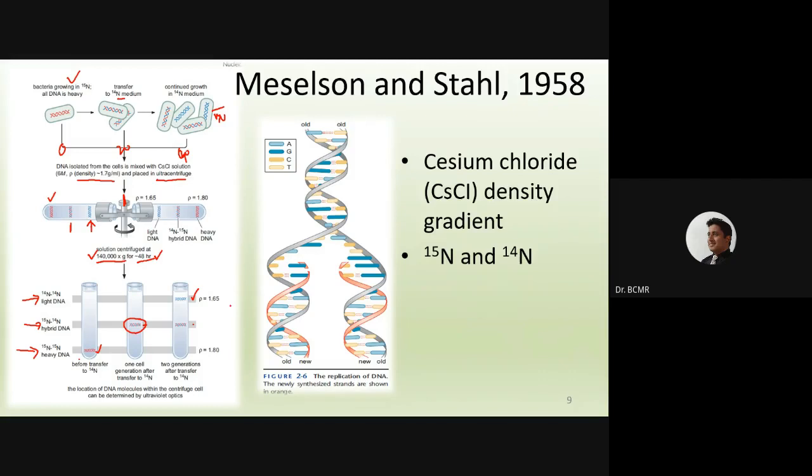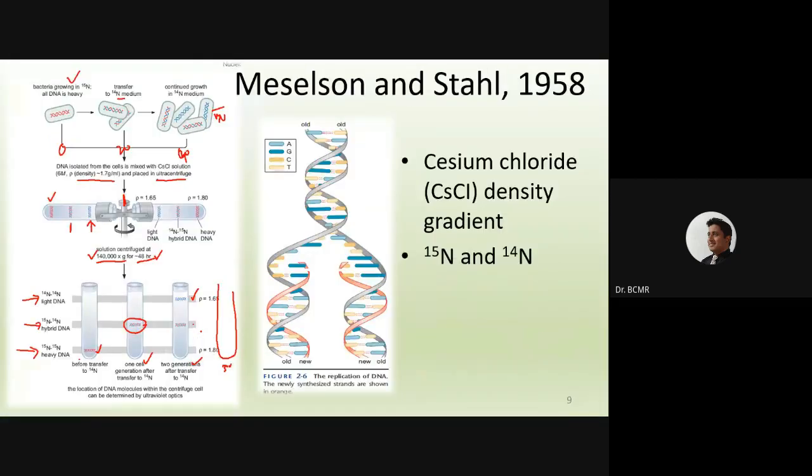Or a question like this would be, what would have happened if they went for further generations? This is one generation, two generations. If they went for the third generation, what would you expect the bands to be? How would you think they would look? Okay, that is involving scientific thinking and critical thinking.